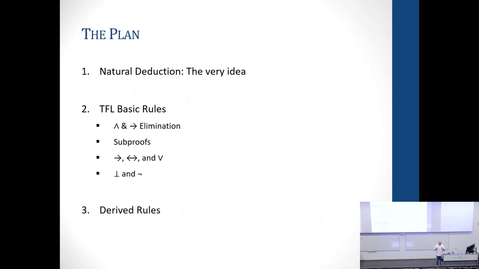By the end of it, you will have all of the rules for natural deduction for truth functional logic. And this will then serve as a stepping stone for what we want to do afterwards, which is going to be natural deduction for first order logic, right? For FOL. So let's get started with the general idea. What is natural deduction?